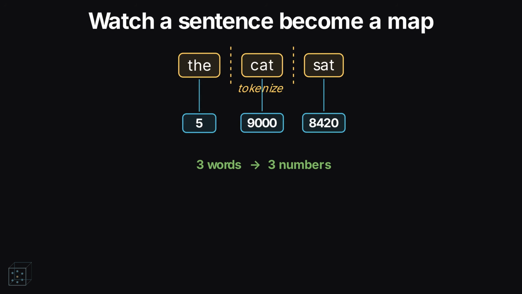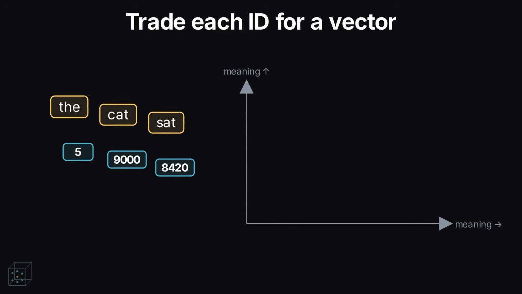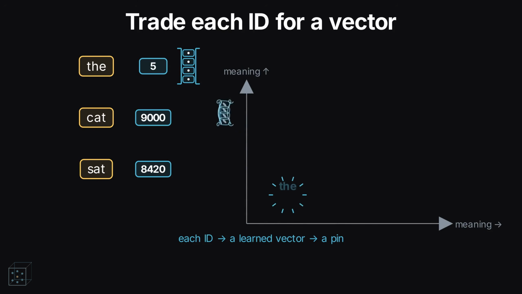Now embed. Trade each ID for its learned vector, its pin in the space of meaning. Our 3 little numbers blossom into 3 points, each one carrying everything the model has absorbed about that word.